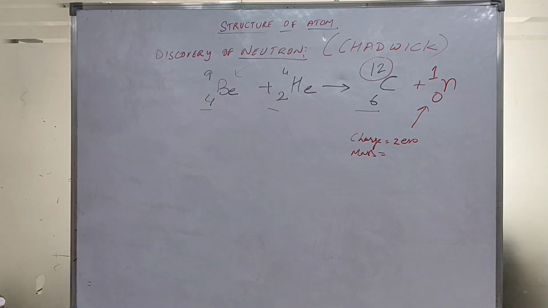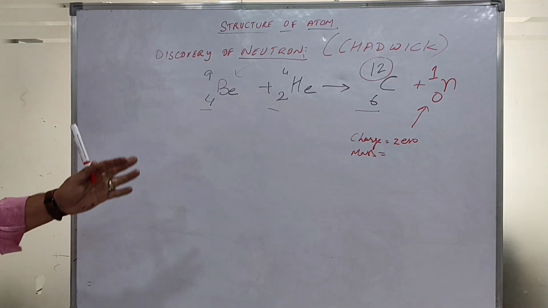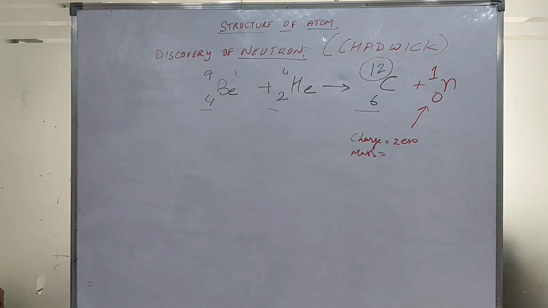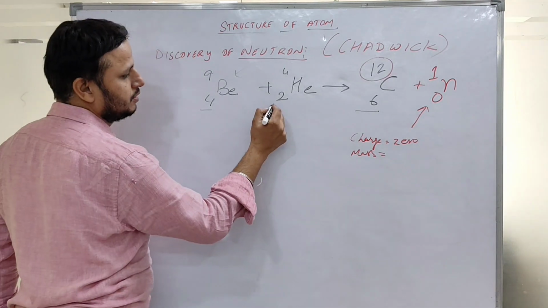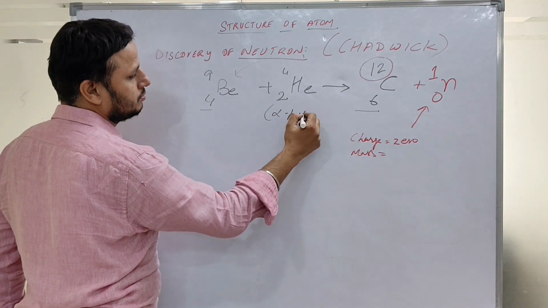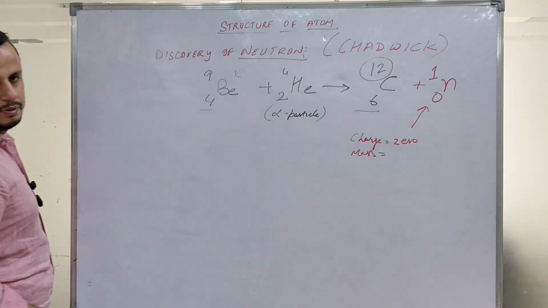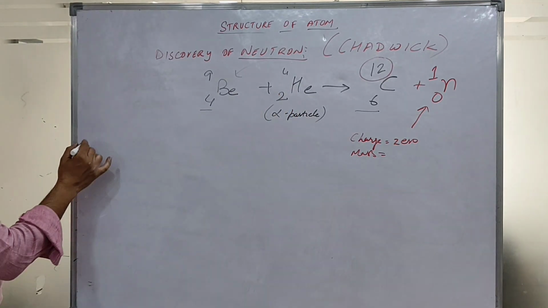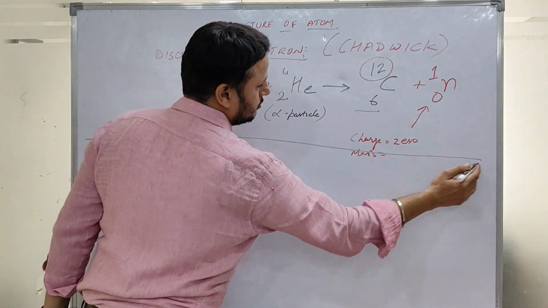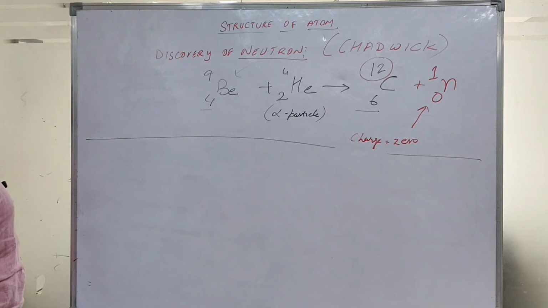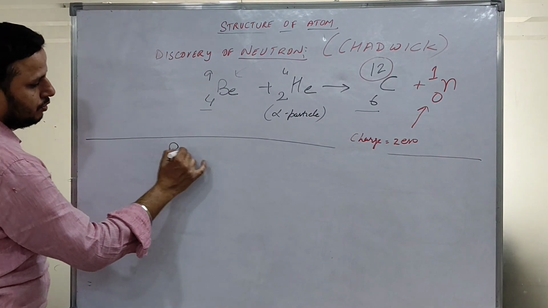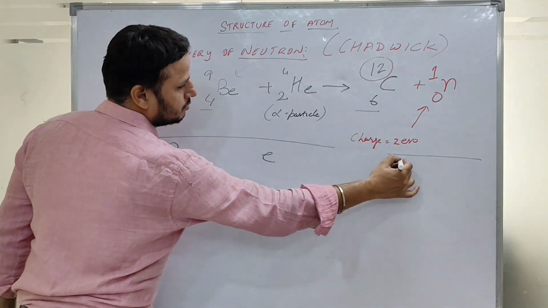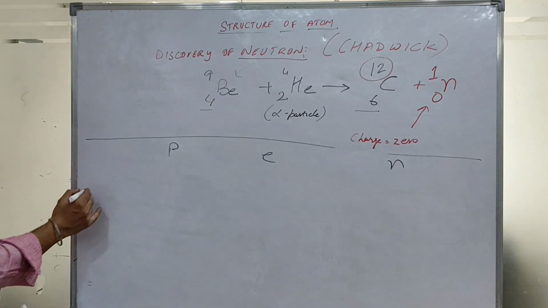It was discovered by Chadwick. He bombarded helium particles, the alpha particles, on the beryllium, and that led to the discovery of neutron. So proton, electron, and neutron.